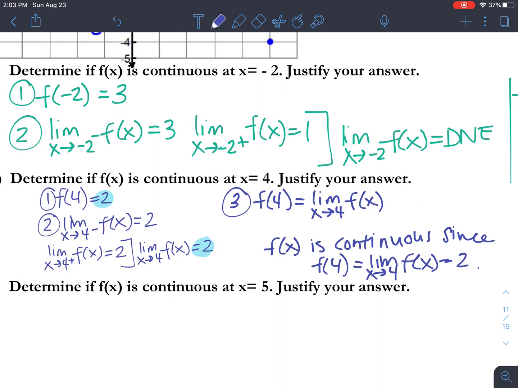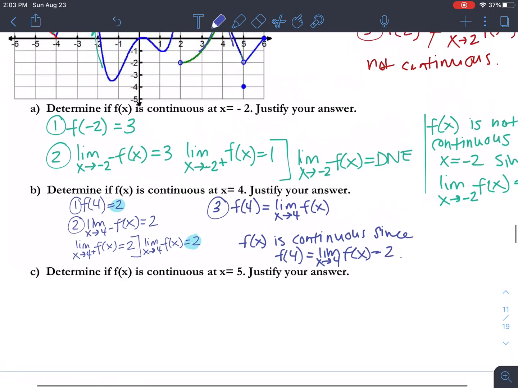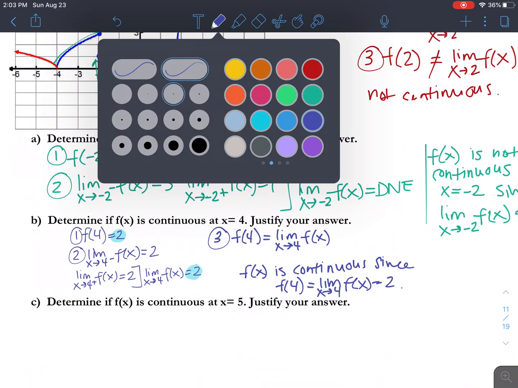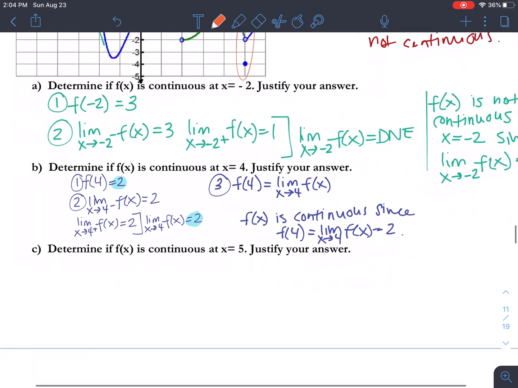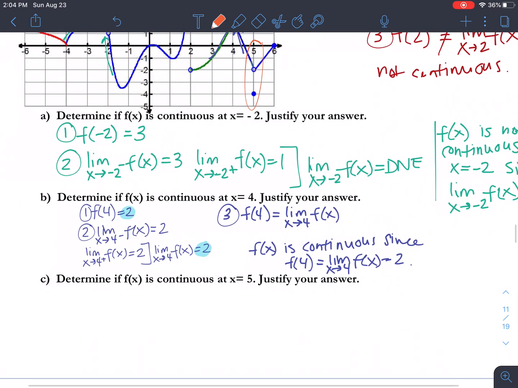So let's try one more here at x equals 5. And again, I want you to take a look at 5. I'll switch to orange here. Take a look at 5 and decide for yourself right now, do you think it's continuous at x equals 5? Hopefully you're thinking, no, it's not going to be continuous. So let's prove it. Step 1, what is f of 5? F of 5 is -4. So that existed, so good news, we move on.